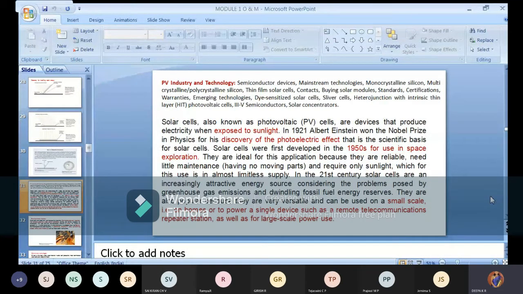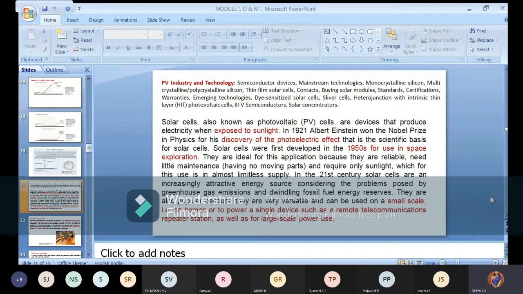So they have given a brief history about it. In 1921, Albert Einstein won the Nobel Prize in Physics for his discovery of the photoelectric effect. That is the scientific basis of a solar cell. It means the evolution started in 1921. You can see here, solar cells were first developed in the 1950s for use in space exploration. Space exploration. I hope I got a topic called solar-based satellite. You can consider this portion.